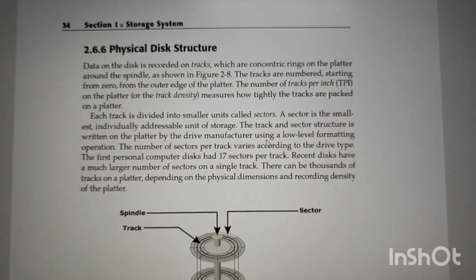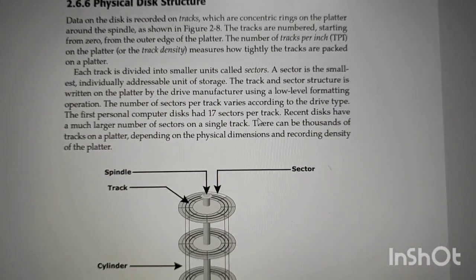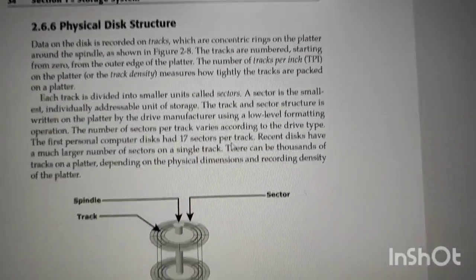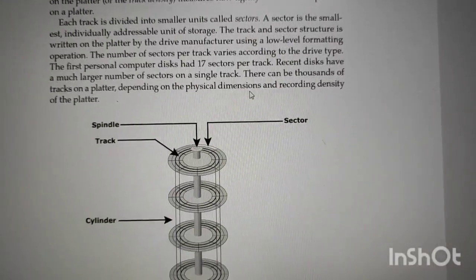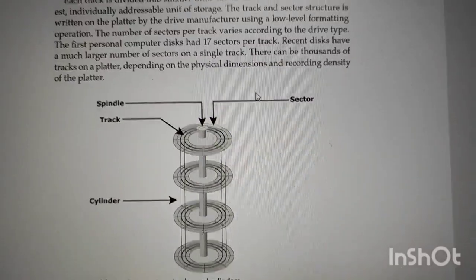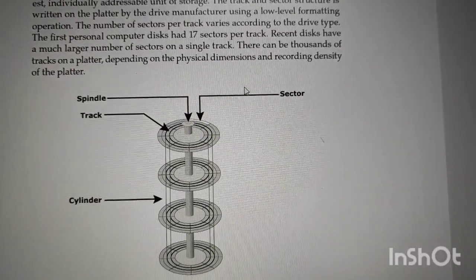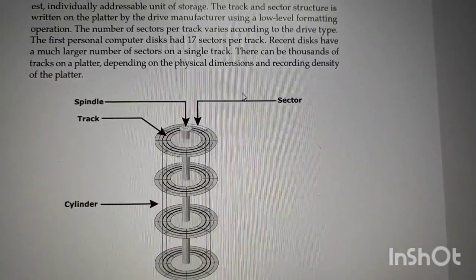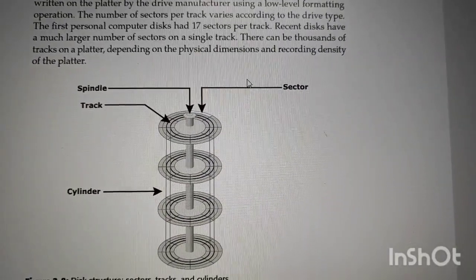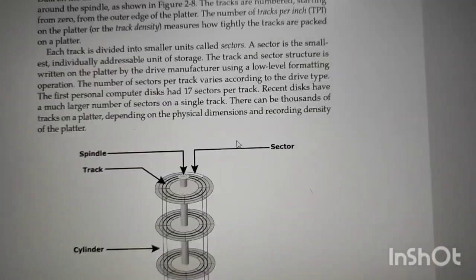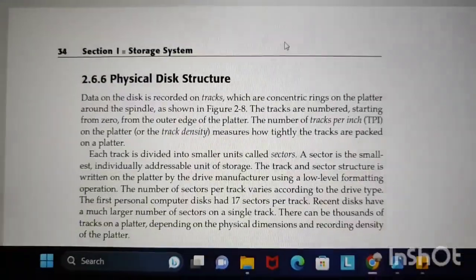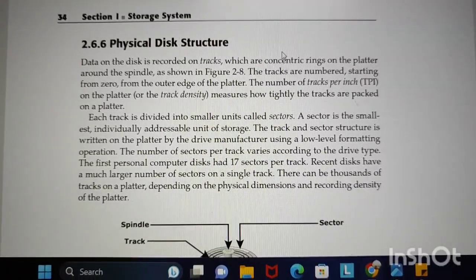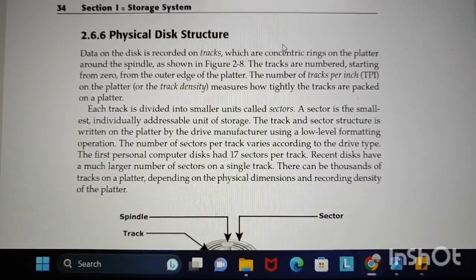Then you have physical disk structure. In physical disk structure, you have to draw the same thing, but you have to write cylinder, sector. That one division is called a sector. You have a track. You just imagine a running track. Okay, and then you have a spindle. You have a cylinder. So in your physical structure, the data on the disk is recorded on tracks, which are concentric rings on the platter.